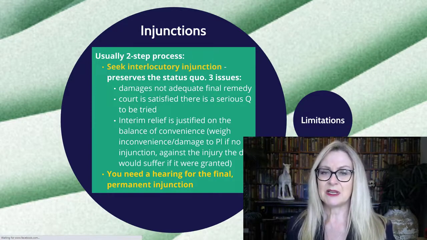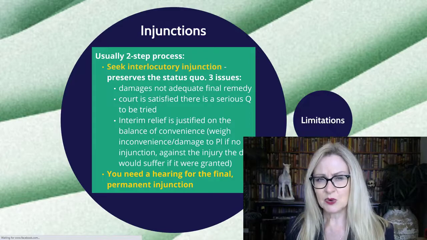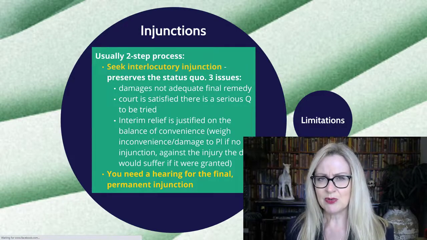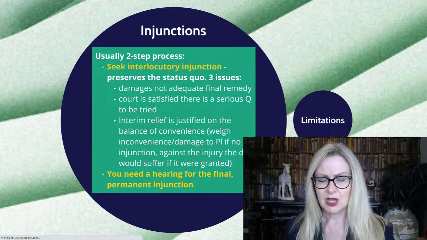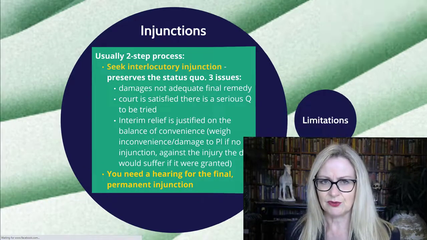Firstly, damages must not be an adequate final remedy. The court has to be satisfied that there's a serious question to be tried, not a vexatious or frivolous action. And finally, the interim relief is justified on the balance of convenience. So you need to weigh up the inconvenience or damage to the plaintiff if no injunction was awarded, compared to the injury the defendant would suffer if the injunction was granted. To get a final injunction, you need to go to a hearing, and all parties have to be present and argue the case in full.